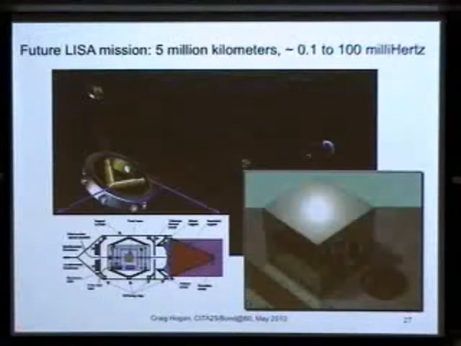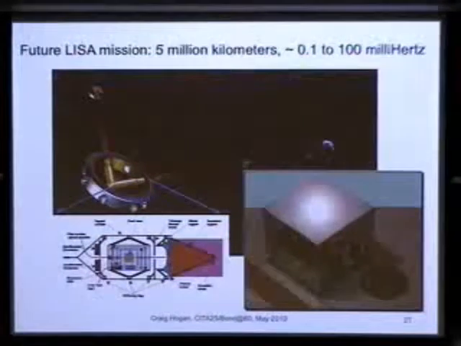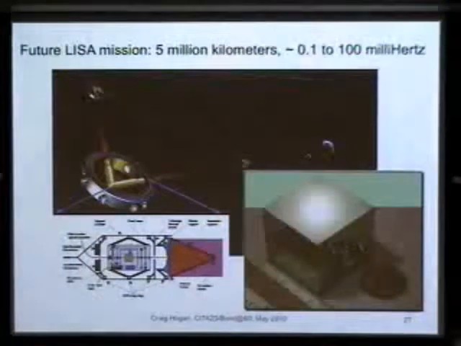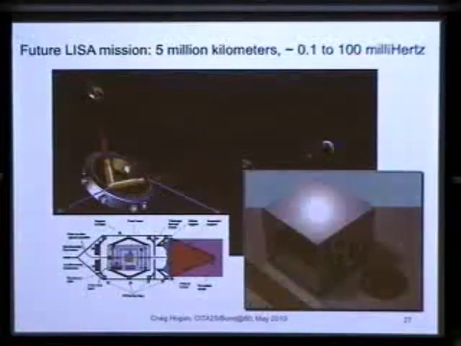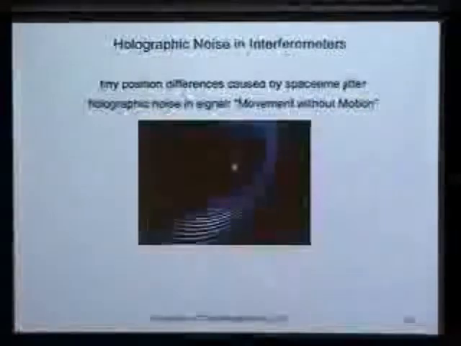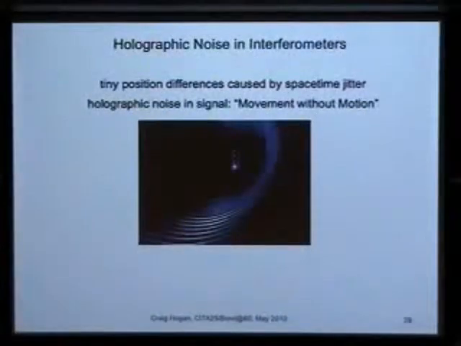LISA will not detect holographic ones because there are so many gravitational waves above frequencies you can't see holographic ones. It'll be flooded with gravitational waves within 30 seconds of launching. It's a low frequency machine, it goes into space and it's 5 million kilometers. If you want to ask me more later, that's fine.